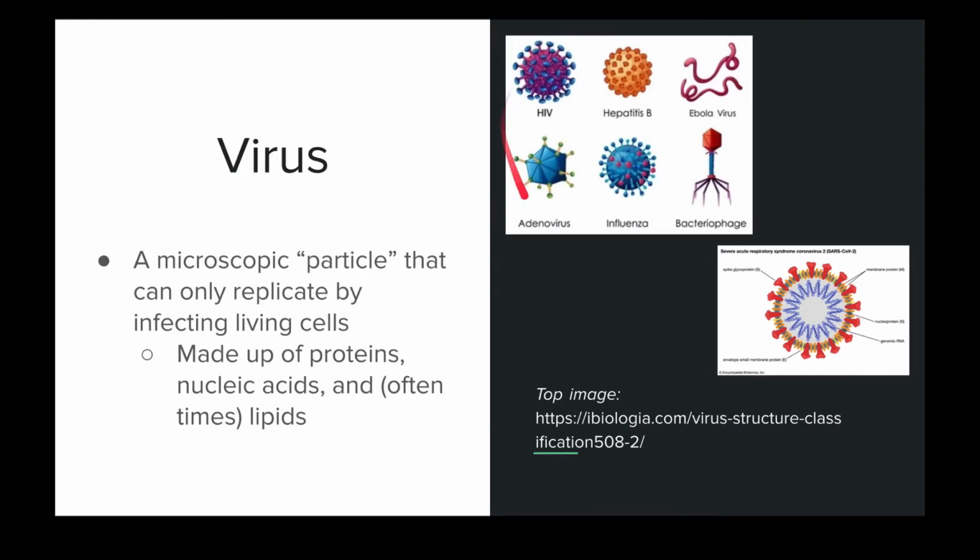So these are some images of common viruses: HIV, hepatitis B, Ebola virus, bacteriophage, influenza, and adenovirus. And these are all the different shapes, so it doesn't have to necessarily come in one sort of shape or form. And then down here we have the coronavirus model. So corona, meaning crown, indicates the small crowns that are on the outside of the virus. So that's where it gets corona from its structure. Okay, so let's keep going.